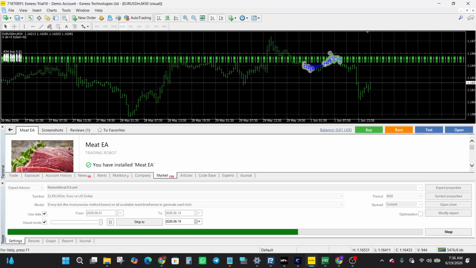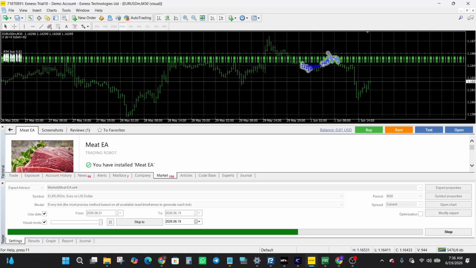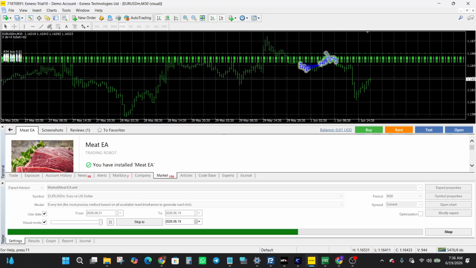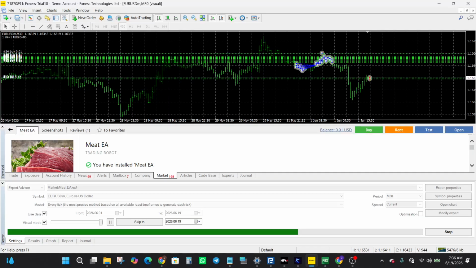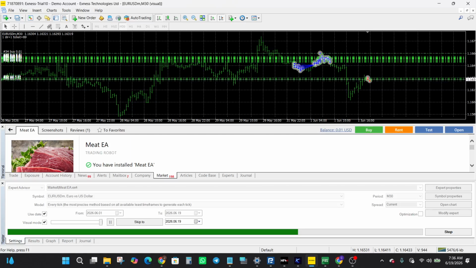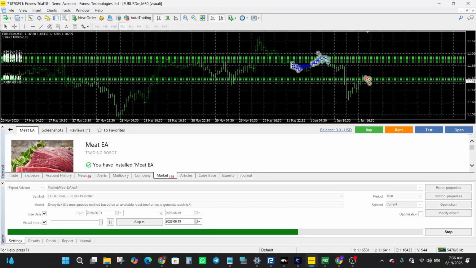Overall, the Meet EA is presented as a fully automated MT4 Expert Advisor optimized for EURUSD on the M30 time frame with a focus on trend-based market analysis using a built-in indicator and a moving average. As always, make sure to thoroughly test the EA yourself and understand its settings before making any live trading decisions.